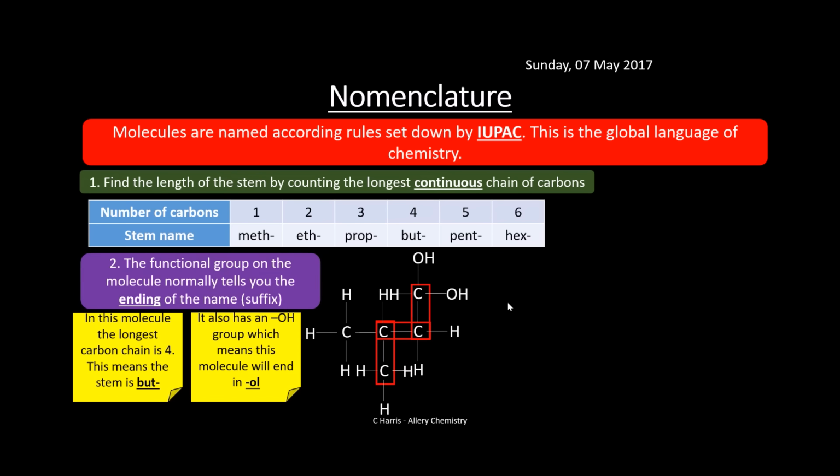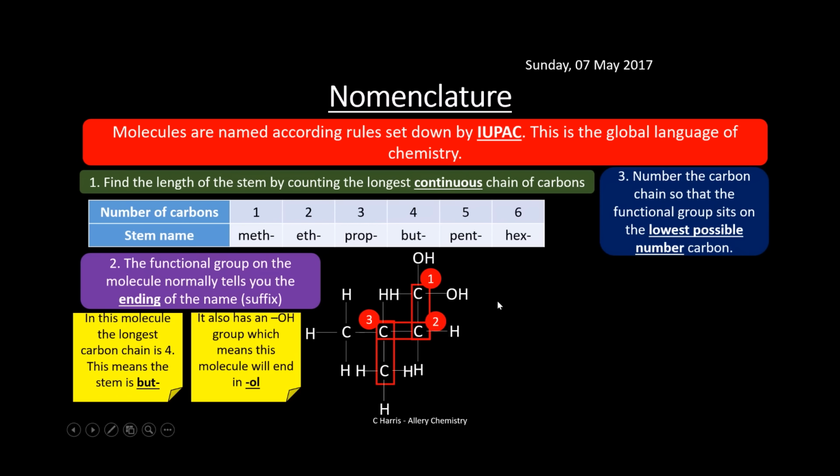Okay. So, functional groups on the molecule normally tell you the ending of the name. We call that the suffix. This molecule has OH groups, which means it will end in ol, because we've got two OH groups in this one. The third thing you have to do is number the carbon chain. The functional group sits on the lowest possible carbon number. Now, I can name this in two ways. I can either number it 1, 2, 3, 4, or I can do it this way, 1, 2, 3, 4. And because I've numbered it this way, my functional groups sit on the lowest number. If I numbered it from here, 1, 2, 3, 4, these OHs would sit on the fourth carbon.